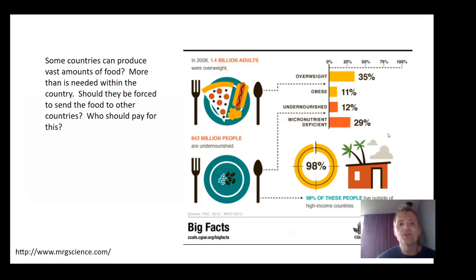Some countries can produce vast amounts of food, more than is needed within the countries. This is a great graph, and it's showing you that disparity, right? This is why we're meeting all the calories. This is how many people we have. This is how many calories the world's people need. We are producing that much, but why are people starving? Well, there are some people who are overeating, right? The United States always comes to mind, with a giggle.